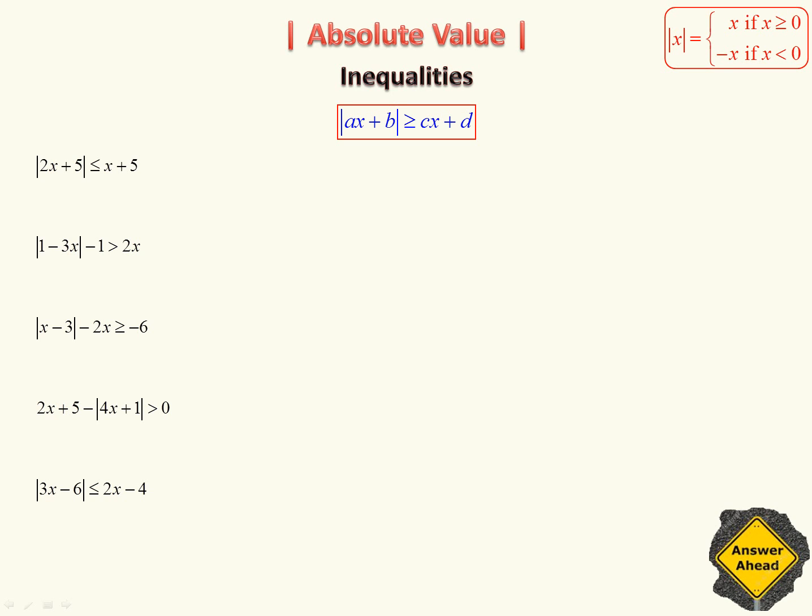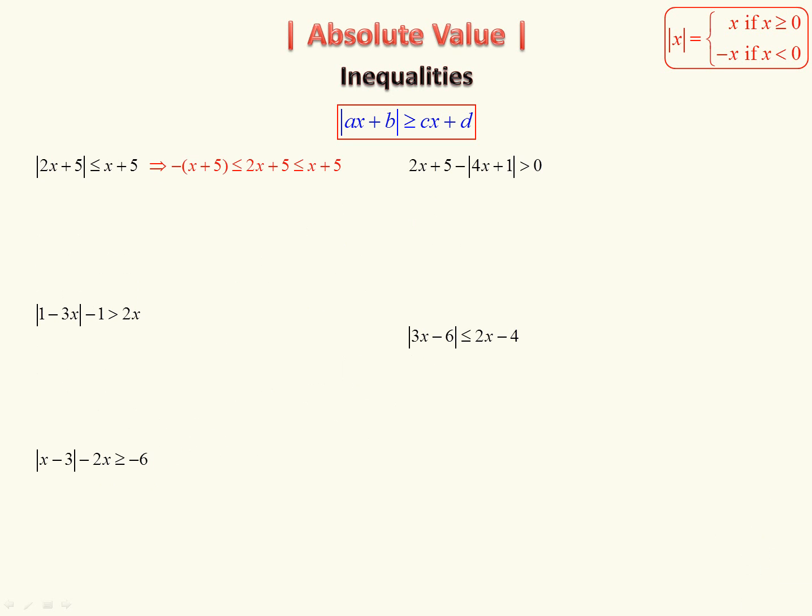Some examples to try. Pause, try them first. Right, looking at the first one here, less than or equal to, so it means 2x plus 5 is between the extremes. We have to separate it into two separate inequalities, that inequality and that inequality, with an and, because it is an and. Solving, we get those two values.